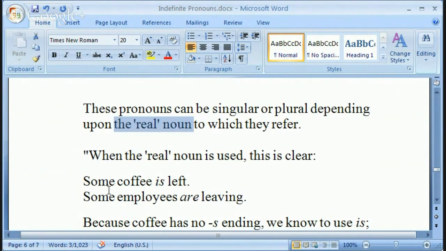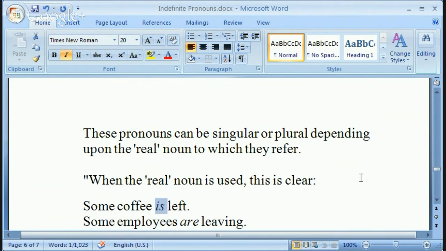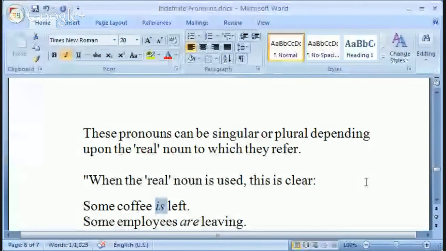For example, some coffee is left. Some employees are leaving. Employees is obviously plural, so we use the verb to be "are" to conjugate the verb. Why on earth do we use "is" with coffee? Does anybody know? Coffee is uncountable. Yes, it is.